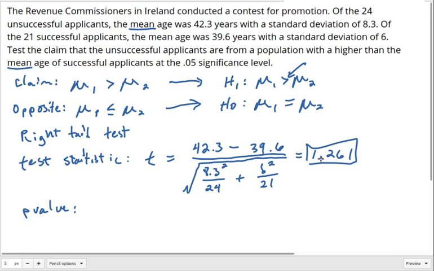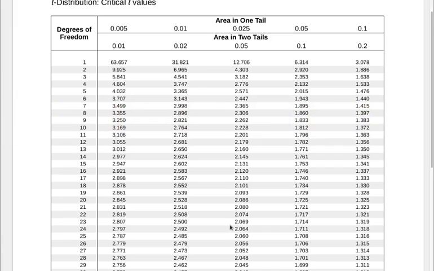So let's find this test statistic 1.261 on the t-distribution table. Keeping in mind that the degrees of freedom we're going to get from the smaller of our two n's, that is 21 in this case, and we subtract 1 from that. So we take our degrees of freedom to be 21 minus 1, or 20. So I'm going to look in row 20 and try to find 1.261, my test statistic.